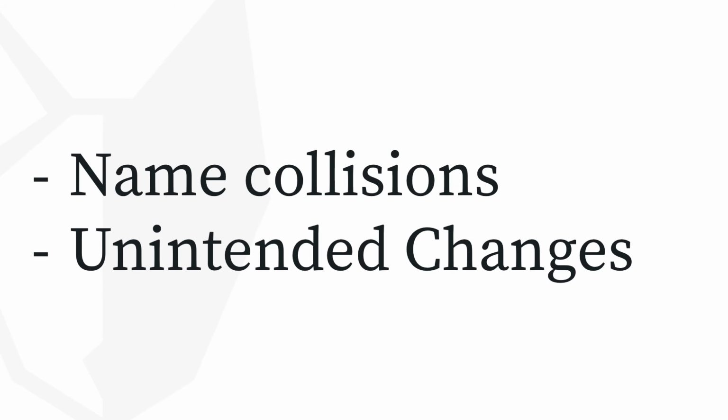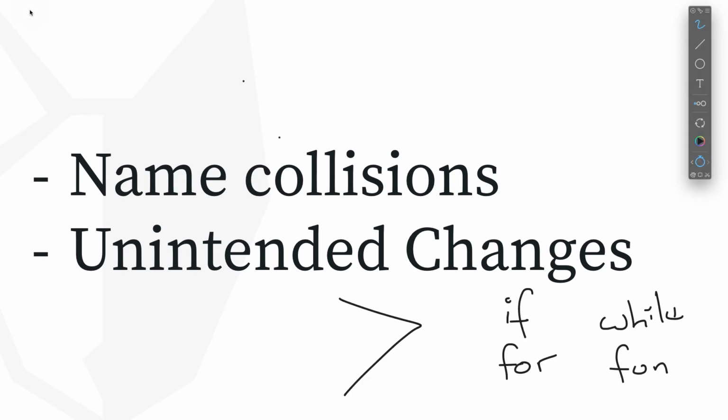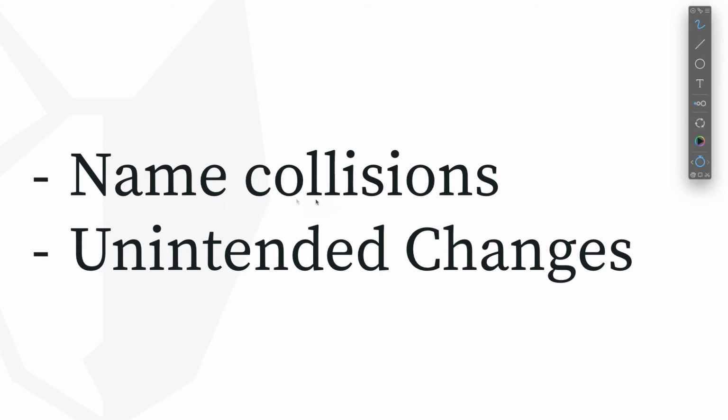We are trying to avoid name collisions and unintended changes. And the two of these things are very closely related to one another. Name collisions are going to happen when you have a variable, let's say, called user. And then you cannot use the same variable as long as you are in the same scope for something else. That's when you have name collisions, when a name has been blocked, for example.